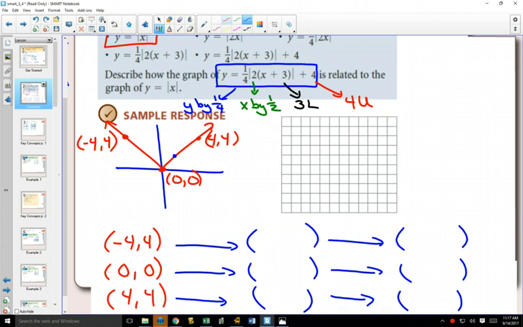Stretches and compressions first. Above these arrows is where you're going to write, I'm multiplying y by a quarter, I'm multiplying x by a half. And do that to each of those points. So I'll get negative 2 comma 1, 0 comma 0, 2 comma 1. Above your second set of arrows is where you're going to show your translations. So I'm going to write above this that I need to go 3 to the left and I need to go 4 up.